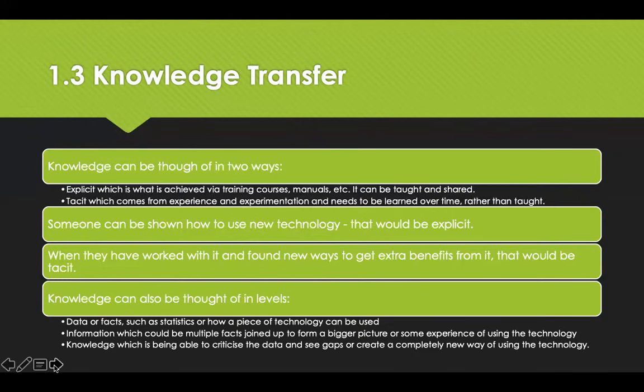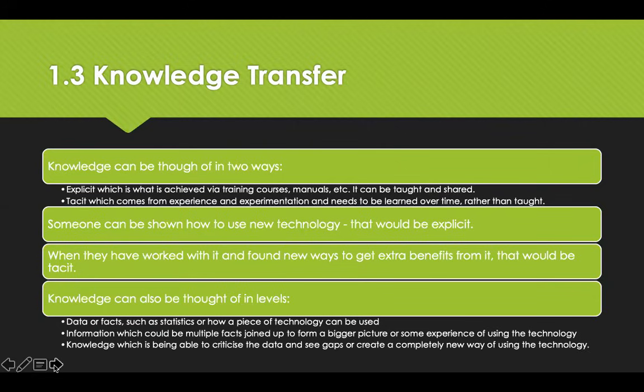So knowledge can be thought of in two ways, explicit or tacit. The explicit is one that's achieved via a training course, so you're taught it and you can share it, whereas tacit knowledge is something that you get from experience and experimentation, something you need to learn over time rather than be taught. So if someone is shown how to use a new piece of technology, this would be explicit. When they've worked it out and found new ways of getting extra benefits from it, that would be tacit.